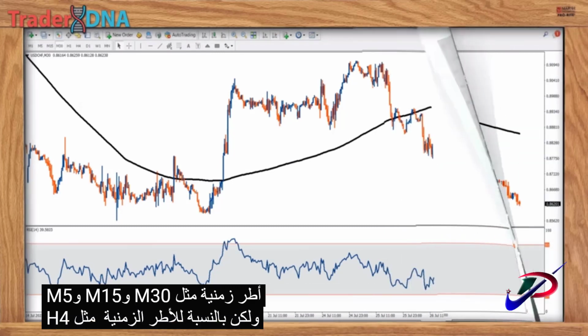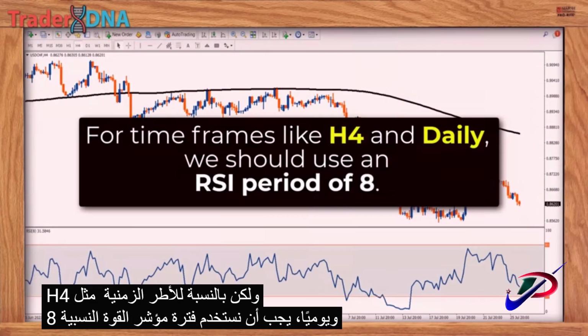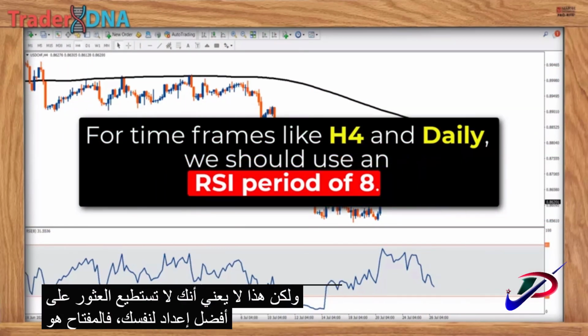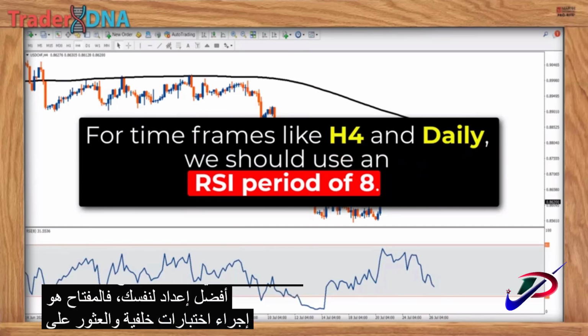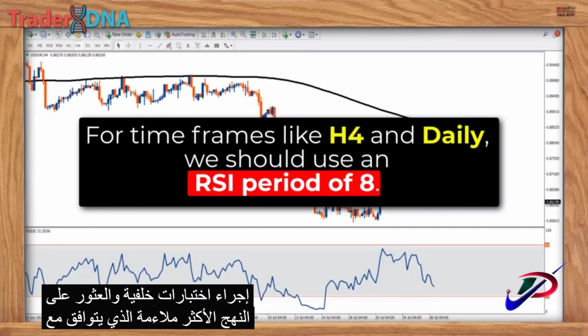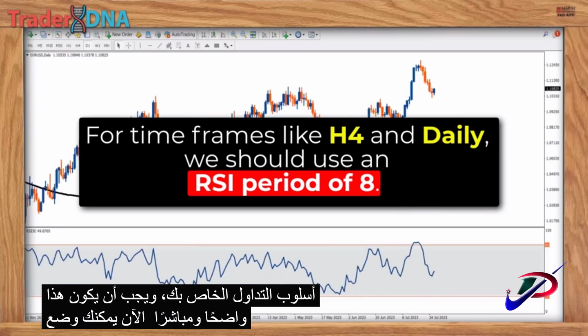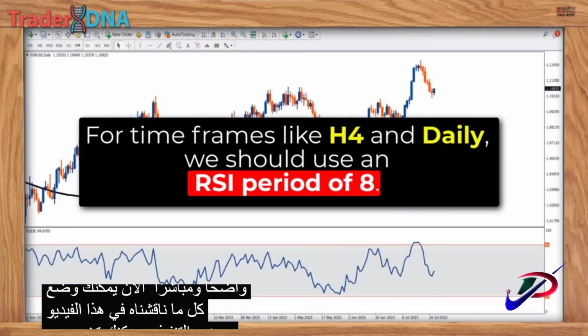However, for time frames like H4 and daily, we should use an RSI period of 8. But that doesn't mean you can't find the best setting for yourself. The key is to perform backtests and find the most suitable approach that aligns with your trading style. This should be straightforward. Now you can put everything we discussed in this video into practice.